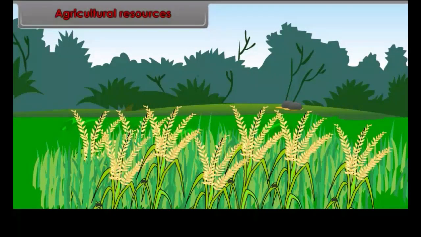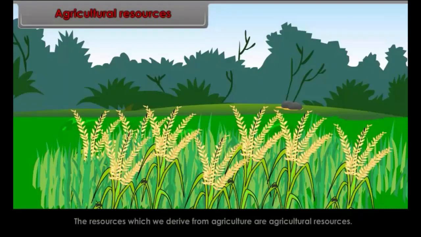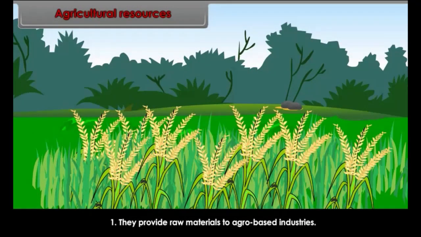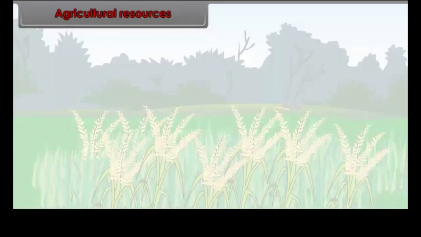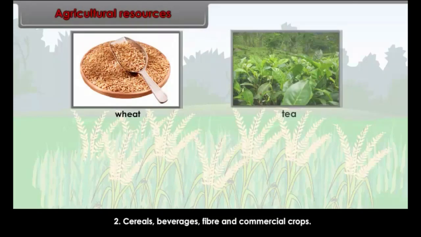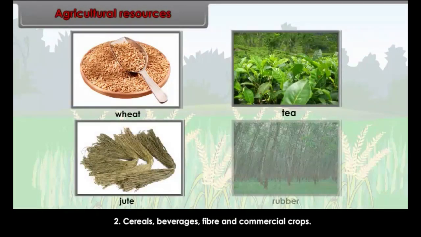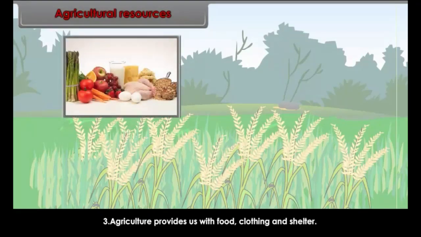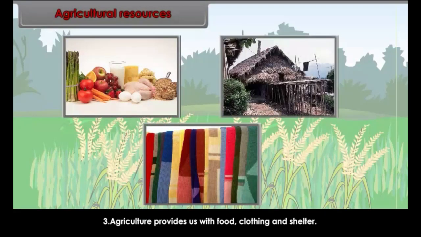Agricultural resources. The resources which we derive from agriculture are agricultural resources. Do you know the types of resources provided by agriculture? They provide raw materials to agro-based industries. Cereals, beverages, fiber, and commercial crops. Agriculture provides us with food, clothing, and shelter.